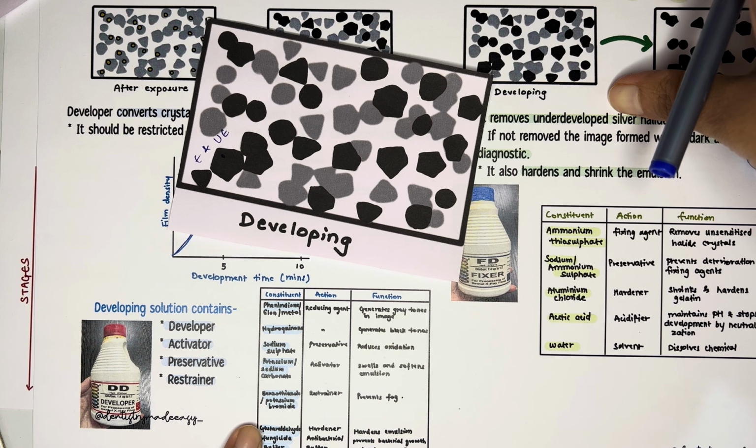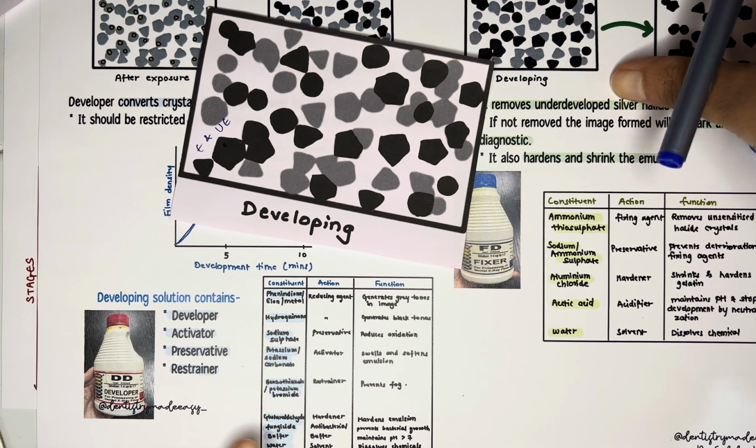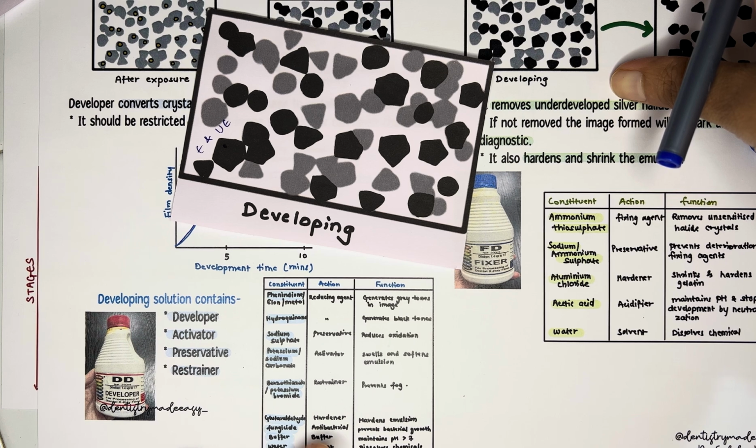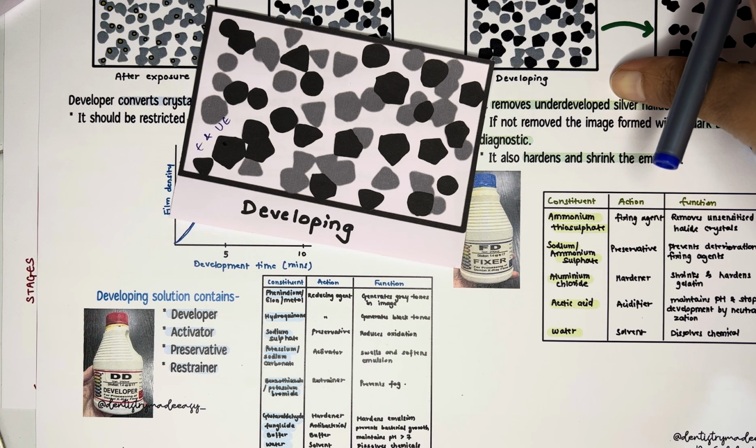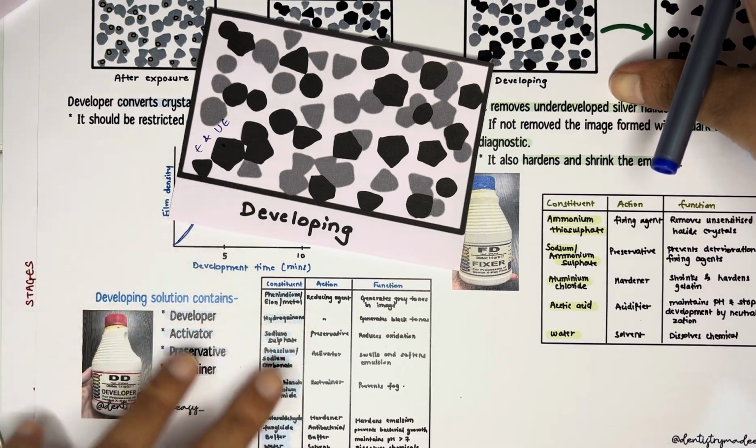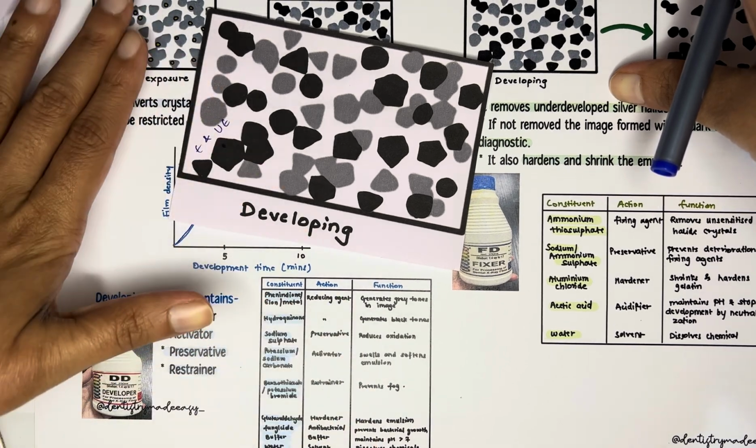Next is the glutaraldehyde, which is acting as a hardener. The next is the fungicide, it is the antibacterial. Buffer, which is going to act as a buffer. So buffer is going to maintain the pH above 7. Water is a solvent, so it dissolves all the chemicals. So this is all about the developer solution, what it contains, what it exactly does.